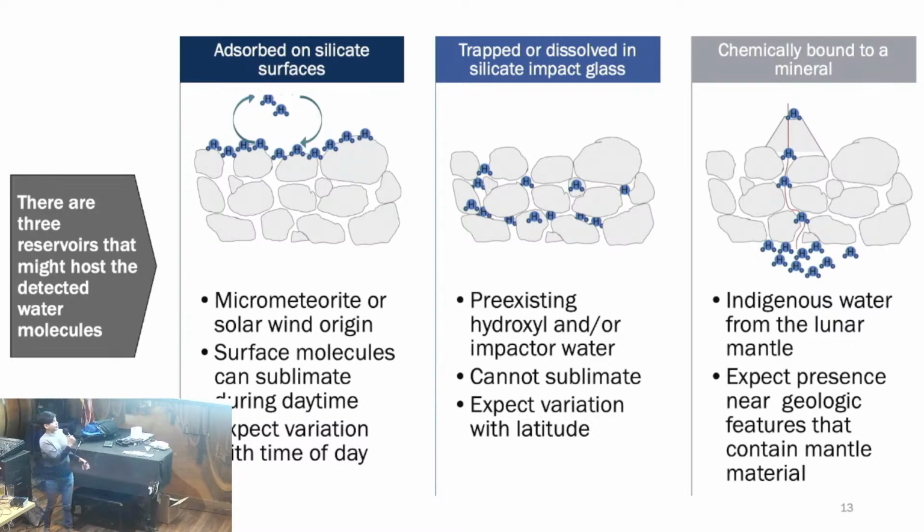And then the third reservoir is going to be water that's indigenous to the moon. When the moon formed, we think it was a giant impact. If there was water included there, that's all going to be sequestered in the mantle right now. So if you have something like a volcano that brings mantle material up to the surface, or a central peak of a crater, that's mantle material at the surface. If we see water there, then that means it's indigenous to the moon, which is really cool.